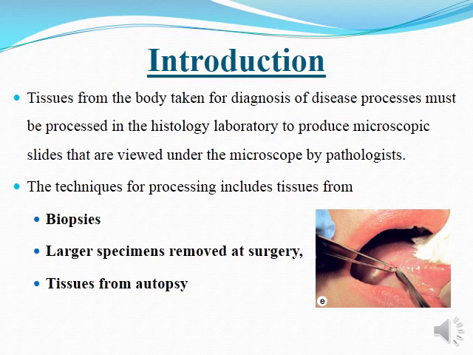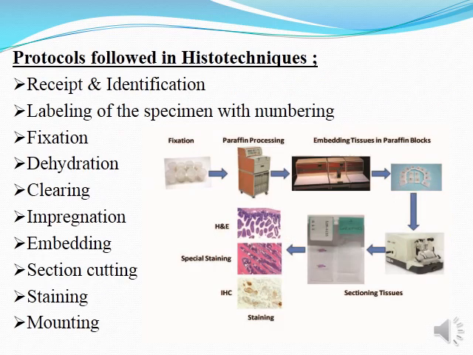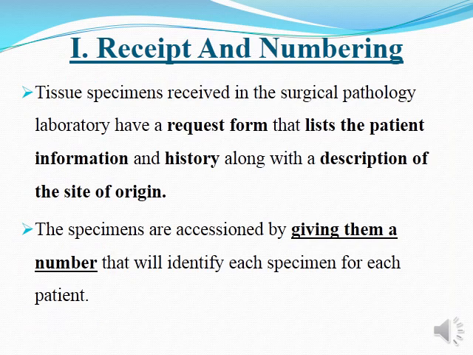The techniques for processing of tissues include biopsies and tissues from surgery. These are the following protocols followed in histotechniques: receipt and labeling, fixation, dehydration, clearing, impregnation, embedding, sectioning, staining, and so on.